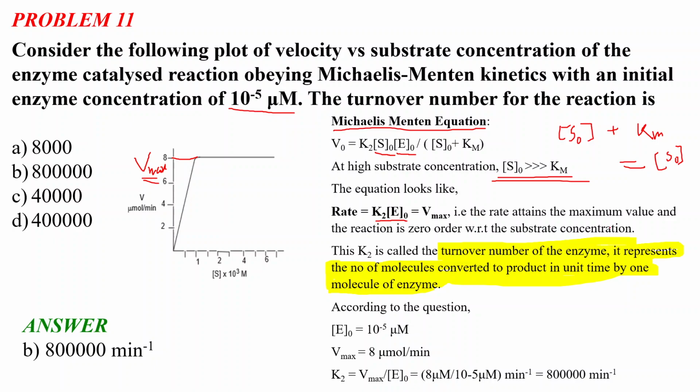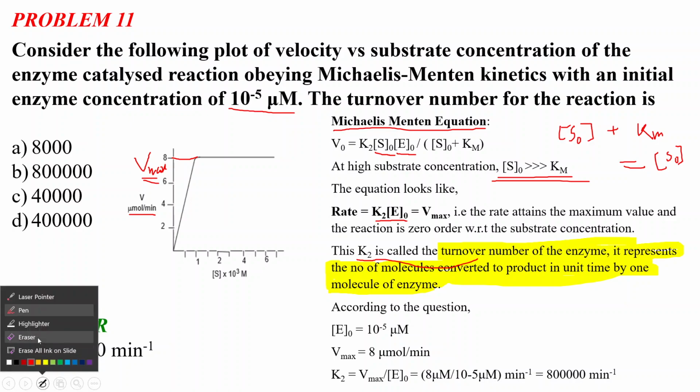Vmax is the rate attained at the maximum value, and the reaction is zero order now with respect to the substrate concentration. So now according to our question, the values we are given are the E0 value, the initial enzyme concentration, which is 10 to the power minus 5 micromolar. And the Vmax value from this graph we have is 8, and the unit is micromole per minute. So what is the value of the turnover number? The k2 is called the turnover number.